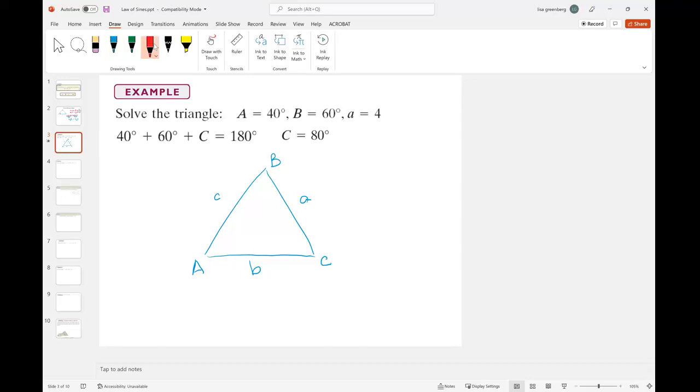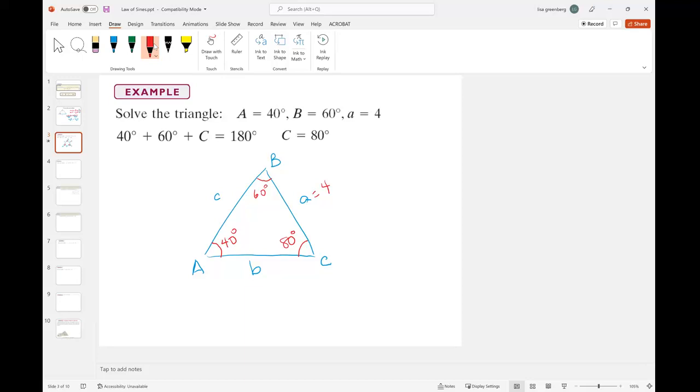Okay, so now they're giving me that this is 40 degrees, and this is 60 degrees, and this is equal to 4. So I can add up 40 and 60 and get 100. And since all my angles together have to add up to 180, I now know that this is 80 degrees. Now, once I have all my angles, the law of sines is very straightforward.